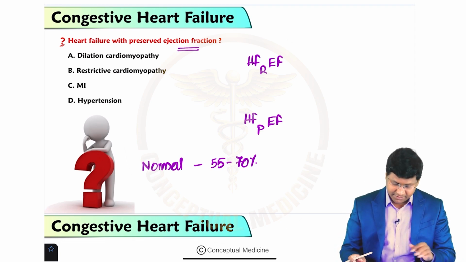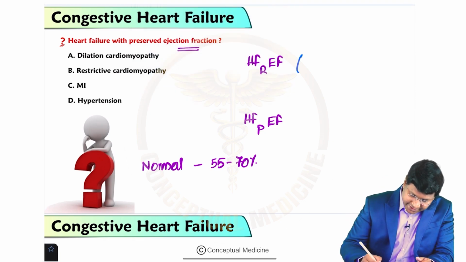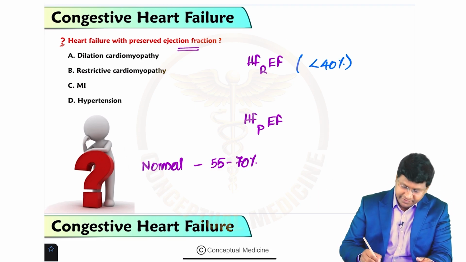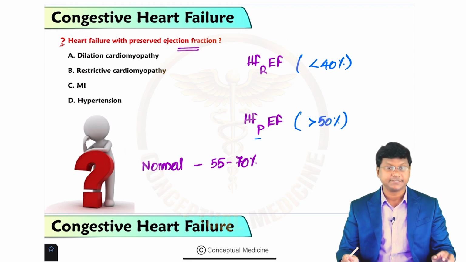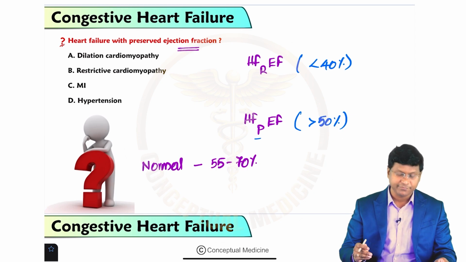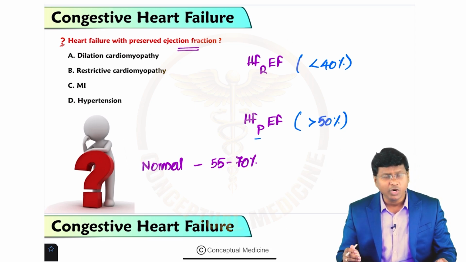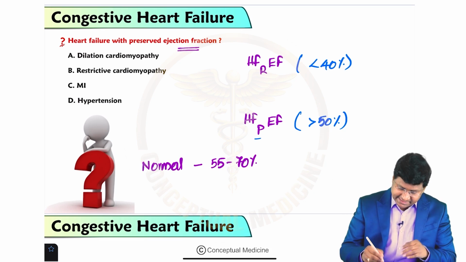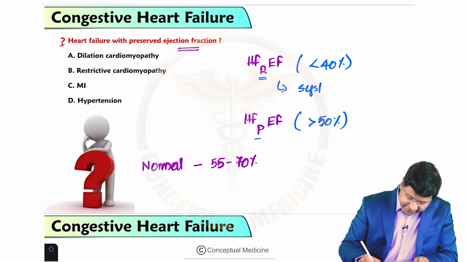So when we use the term heart failure with reduced ejection fraction, here the ejection fraction will be less than 40%. And when we use the term heart failure with preserved ejection fraction, the ejection fraction will be more than 50%. Now, what are the conditions? This reduced ejection fraction, we call it systolic heart failure.